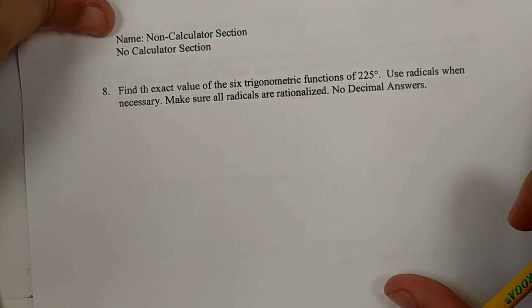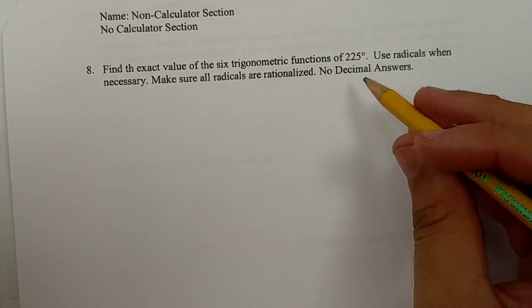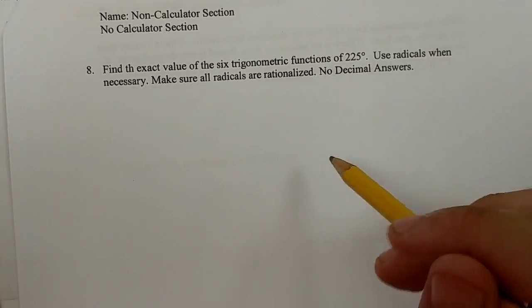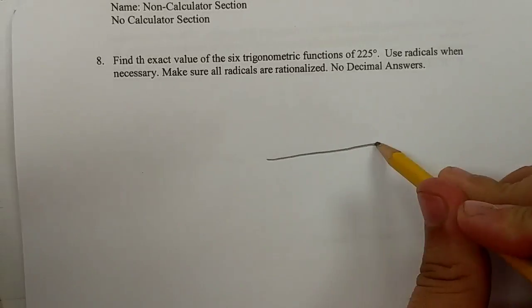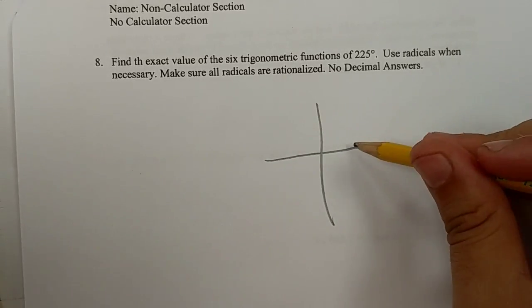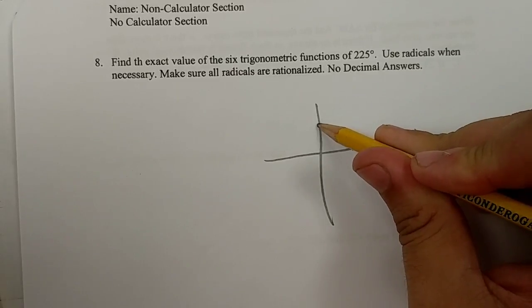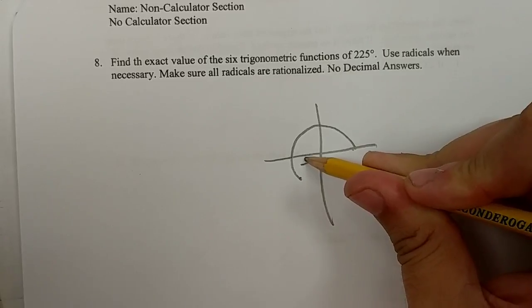Find the exact values of 225. Now, I could use the calculator to do this, but I'm going to use no calculator because in a multiple choice, it's going to look like the square root things over the normal things. So what I always like to do is make the unit circle when I need it. So I'm going to go 90, 180, 225. So I want this reference angle here.